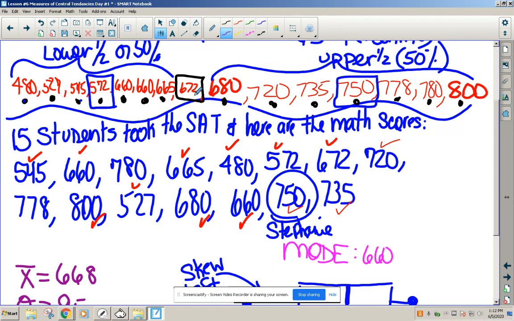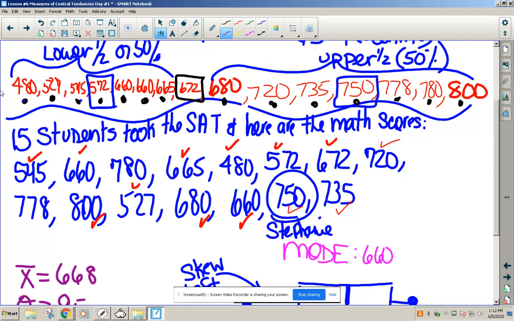That would give me my median at 672. And then if I wanted to break this into quarters, I would say, okay, half of 7, I would have 3 and 3, and then there's that middle, 572. That would be my lower quartile, or quartile 1. And the same up here. I would have these numbers. Here's the middle, and then here are these numbers. And here's my upper quartile at 750.